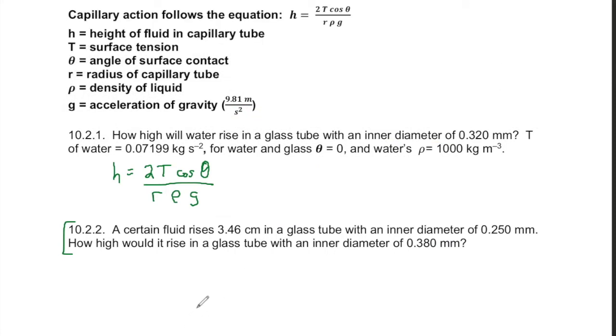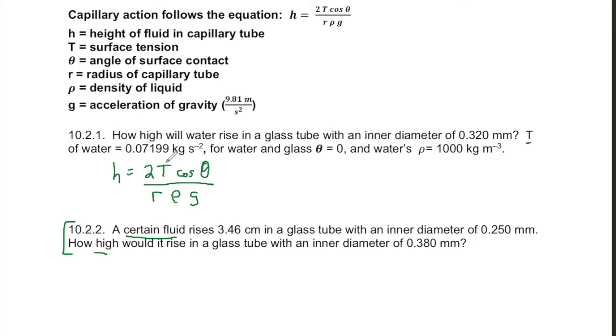All right, this second problem is a little bit different because we are not given all these different constants like the surface tension and the angle of surface contact. We're not even given the density of this certain fluid that we are told about. We're just given the height and the thickness of the first glass tube, and then the thickness of a second glass tube, and we want to know the height of that second set of conditions. So the things that are changing here are the height and the radius of the tube.